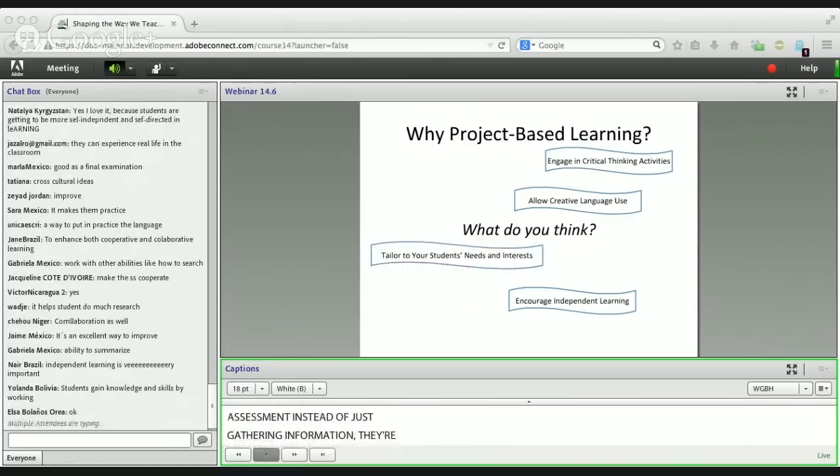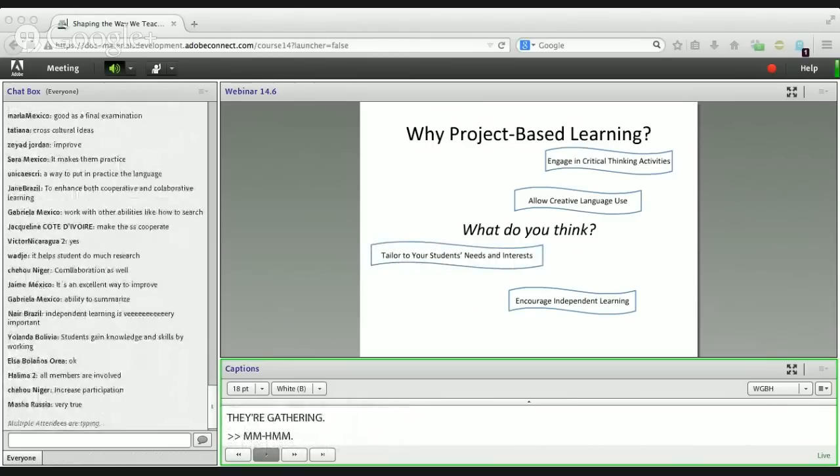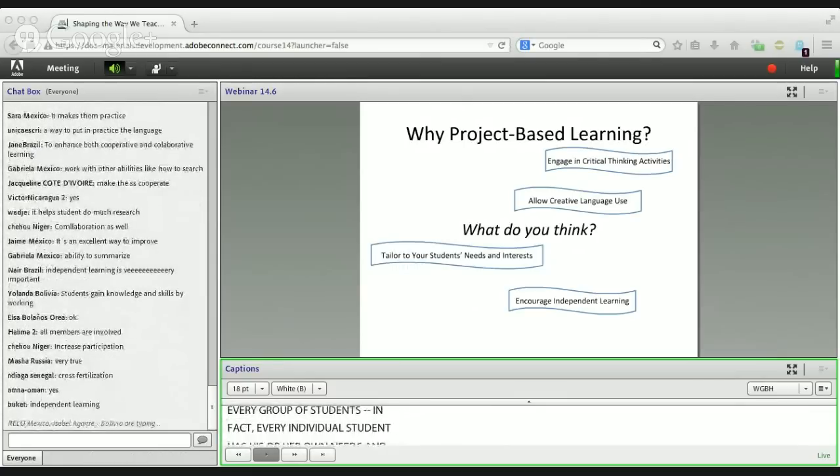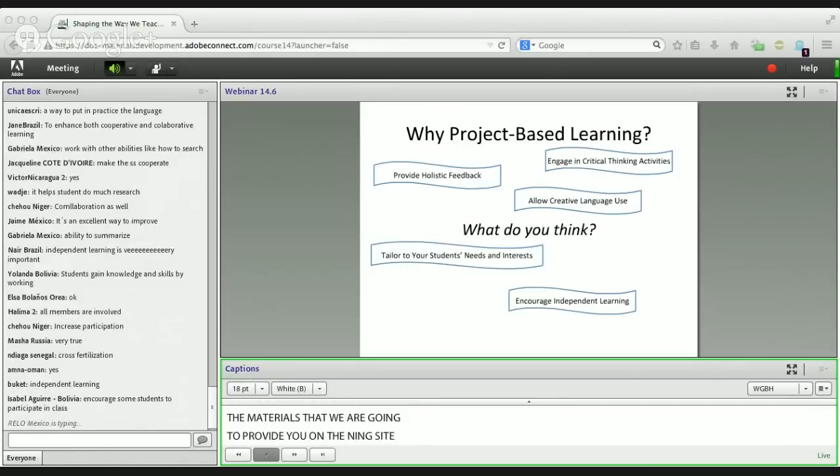And you can tailor it to your students' needs and interests. This is really important because every group of students, in fact, every individual student, has his or her own needs and goals in learning English. And the materials that we're going to provide you on the NING site will be modifiable, and we encourage you to do so. It also offers teachers the opportunity to provide holistic and subjective feedback, where in the project scheme, in the controlled, semi-controlled, and then independent activity, you can provide feedback throughout all of those stages, which is very holistic and helps you understand your students and the students understand themselves.